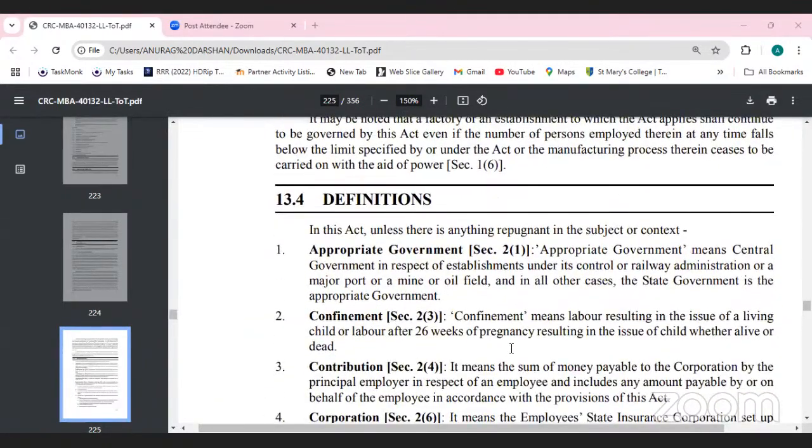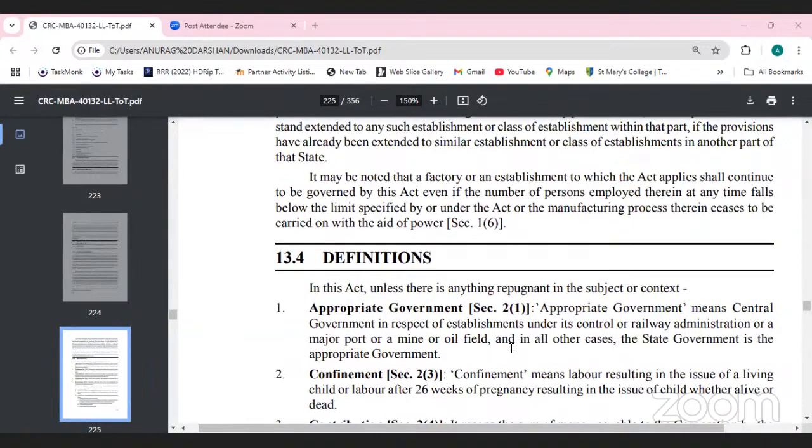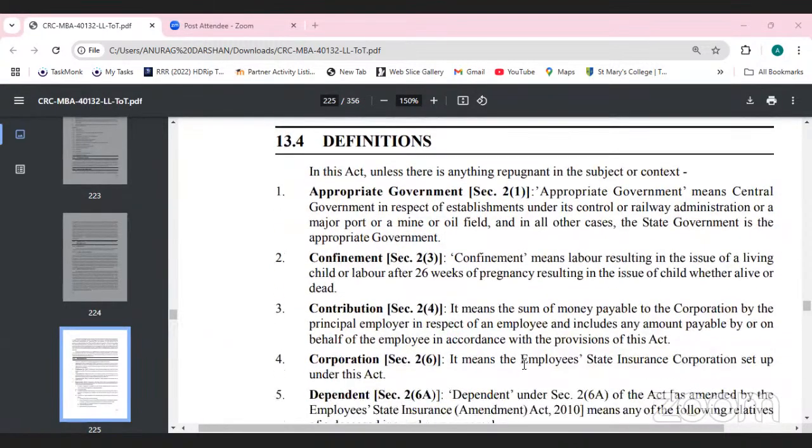So coming to the definitions, we have the appropriate government, which means the central government in respect of establishments, or the state government in other cases. Confinement means labor resulting in the issue of a living child, or labor after 26 weeks of pregnancy resulting in the issue of a child, whether alive or dead. Contribution is the sum of money payable to the Corporation by the principal employer in respect of an employee, and includes any amount payable on behalf of the employee in accordance with the provisions of the Act. Corporation means the Employees' State Insurance Corporation set up under this Act.